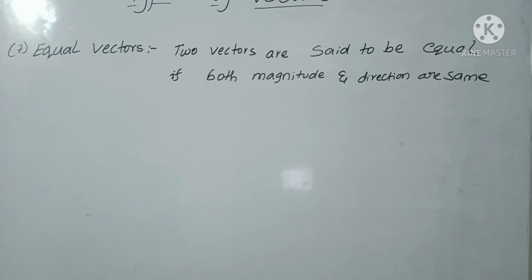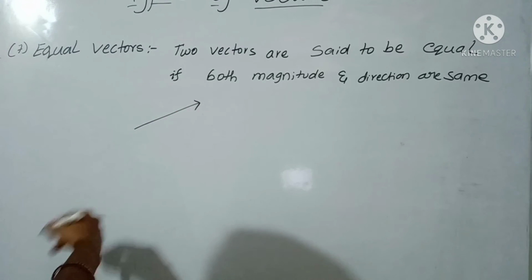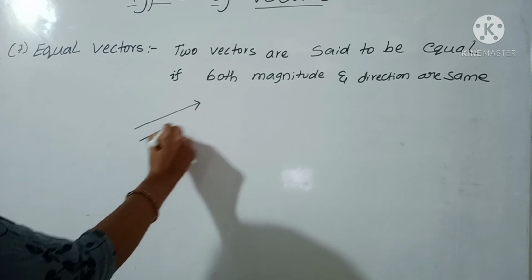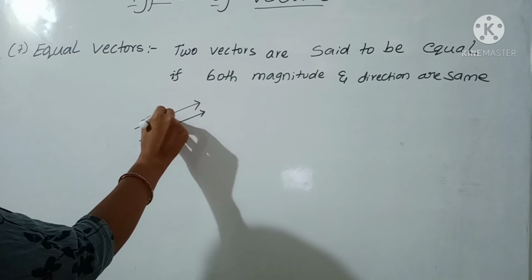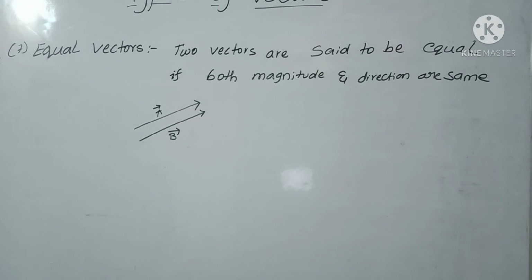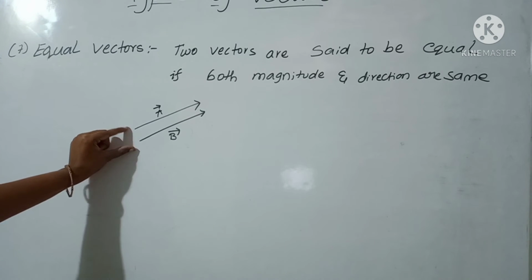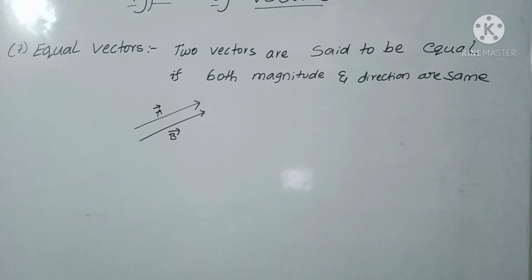Next one, equal vectors. Two vectors are said to be equal if both magnitude and direction are the same. In the previous negative vectors, it was the same magnitude but opposite direction. But here it is the same magnitude and the same direction. Those vectors are called equal vectors.